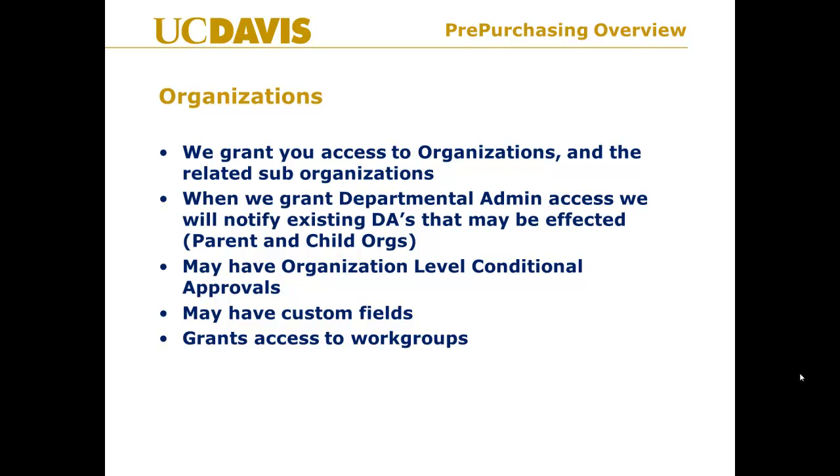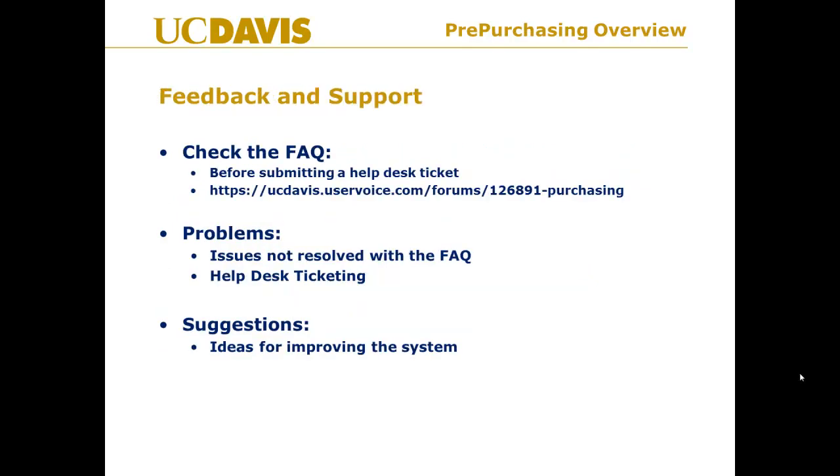You may have organization level conditional approvals. They're the same as the work group, but they're just based on the primary organization. So if you have the same people for all of them, you can just supply them for the one primary organization. You may have custom fields. Custom fields can be required or optional, and they are also searchable. And your organization grants you access to work groups.